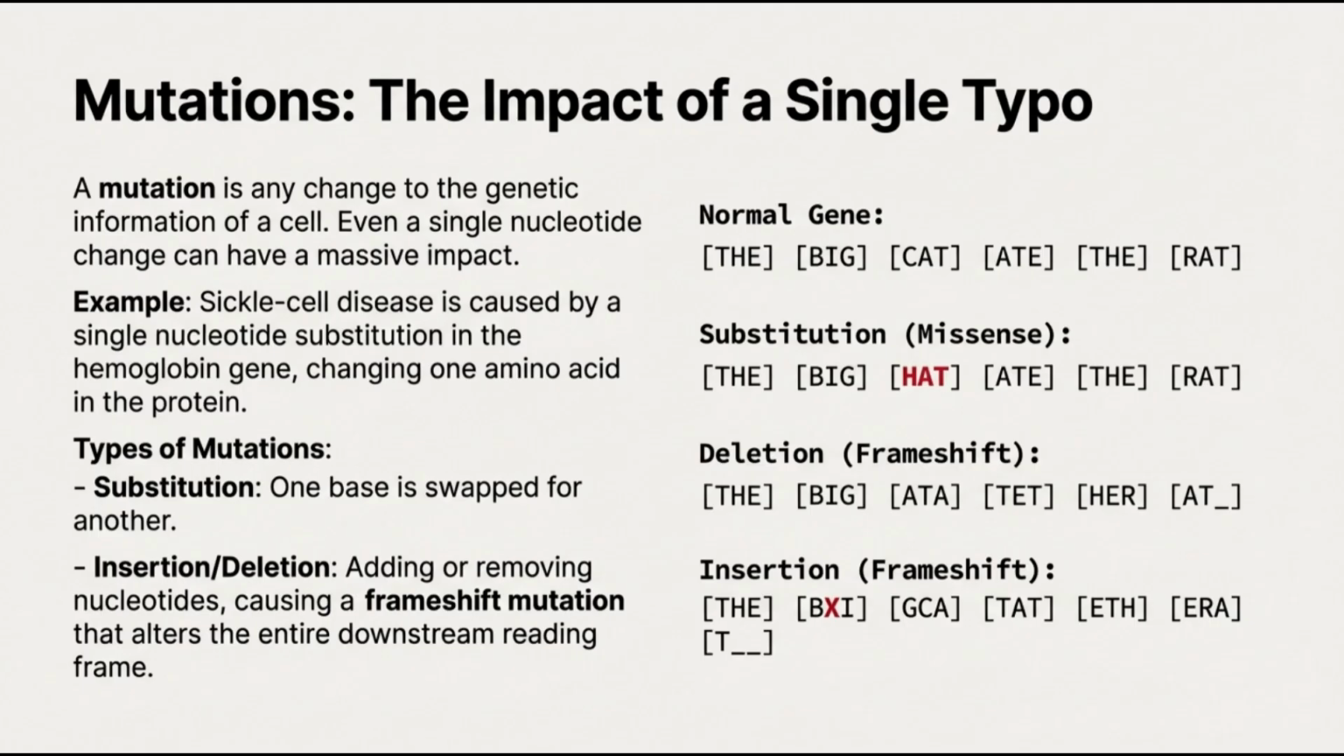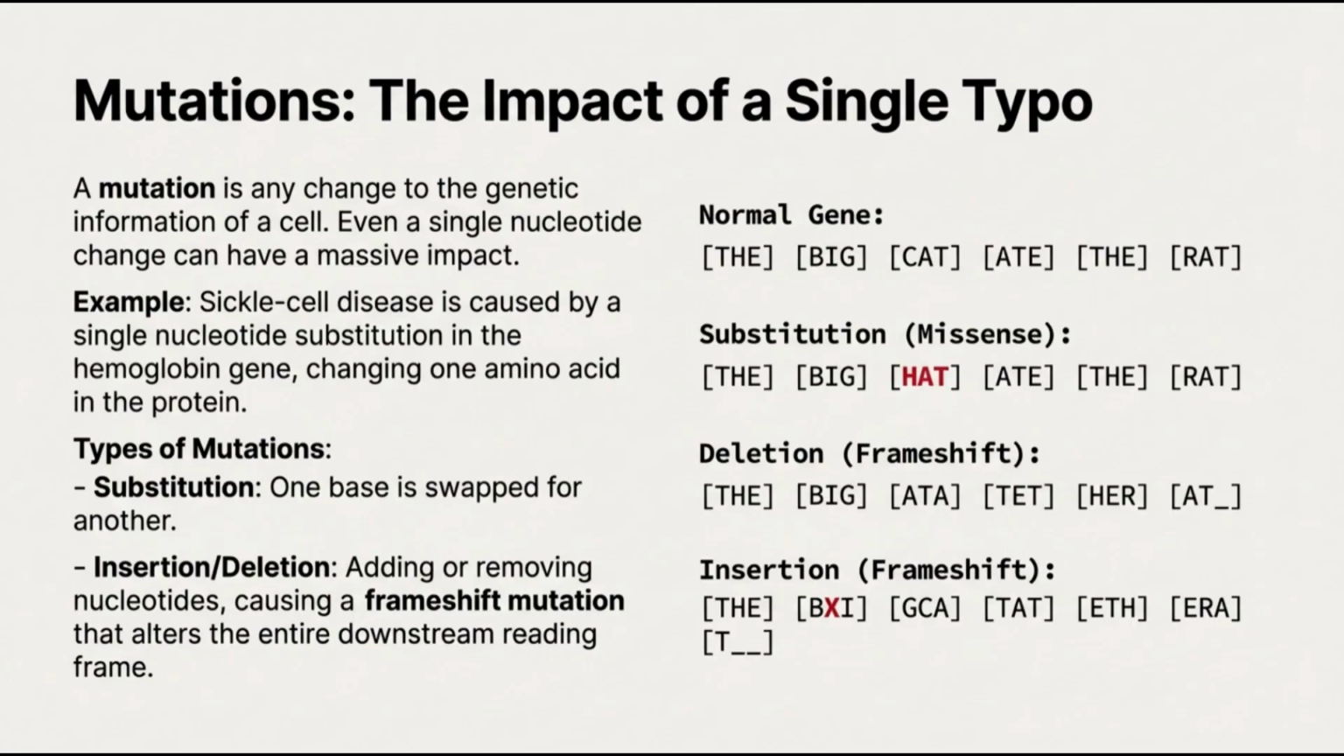Mutations can be simple substitutions. Sometimes they're silent, meaning they change the DNA but not the amino acid. Sometimes they're missense, like in sickle cell, where they change one amino acid to another. And then there's a nonsense mutation, which is much worse. That's when a substitution accidentally creates a stop codon in the middle of a gene, resulting in a shortened, usually non-functional protein. But perhaps the most disruptive mutations are frame shifts.